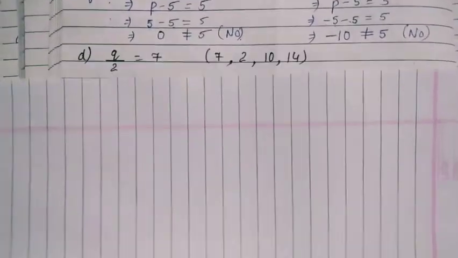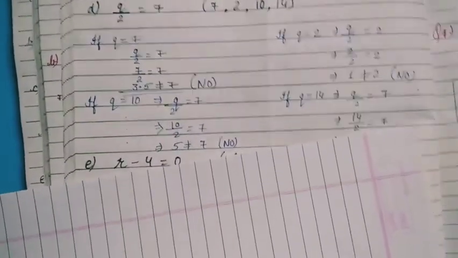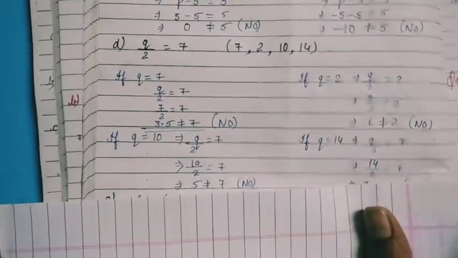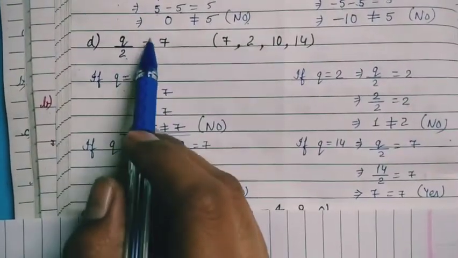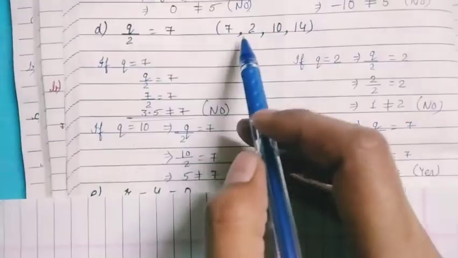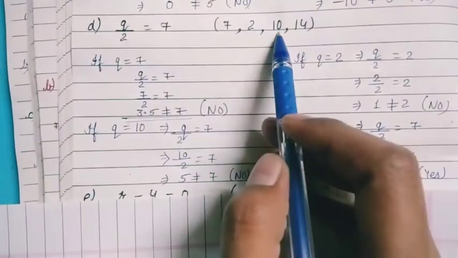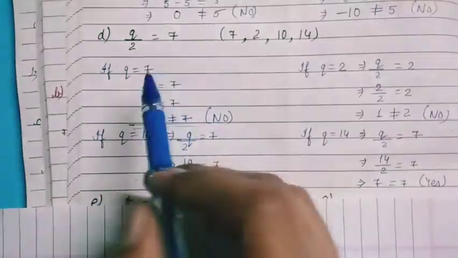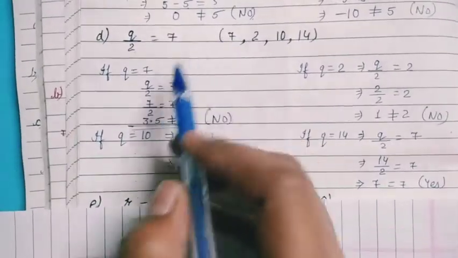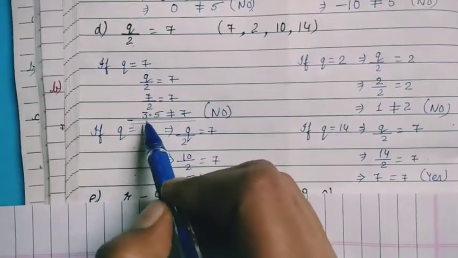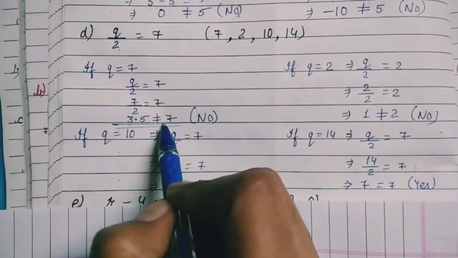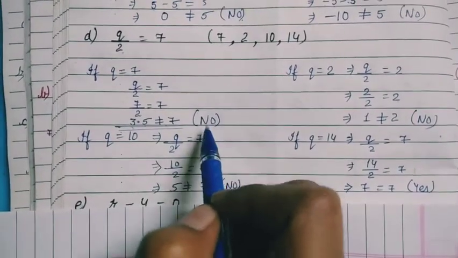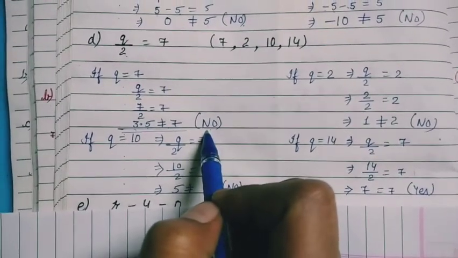In the same way, we will do the remaining questions. Its D part is here. You can simply see D is here. The equation is q by 2 is equal to 7, and in the bracket we have 7, 2, 10 and 14. Okay, simply firstly we will put 7. So 7 divided by 2 will give us 3.5, which is not equal to the right side of 7. It means no, this is not the solution.